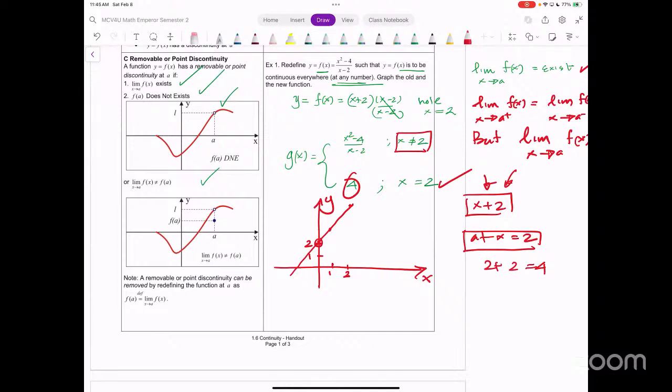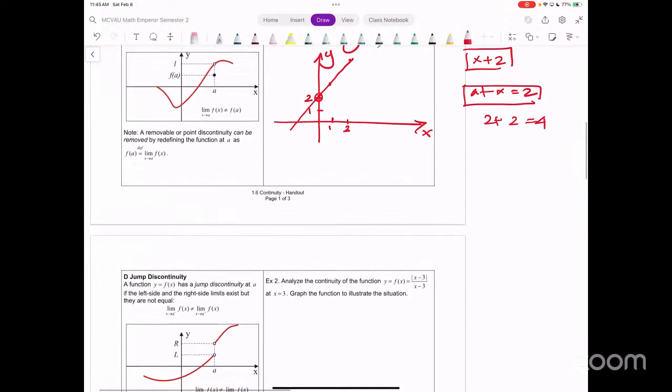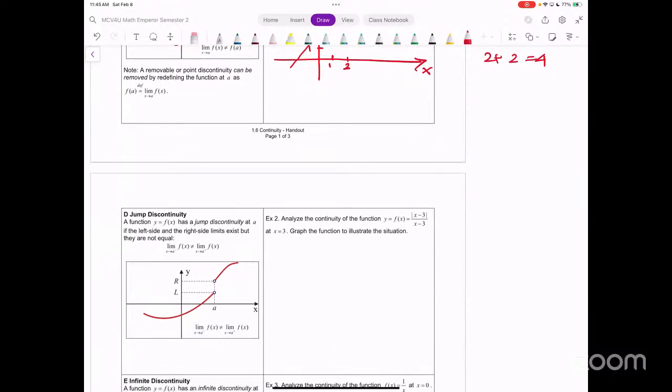Okay. All right. Now, jump discontinuity. The function y equals f of x has a jump discontinuity at a if the left side and the right side limits exist, but they are not equal, which I talked about. Your left side and right side limits exist.